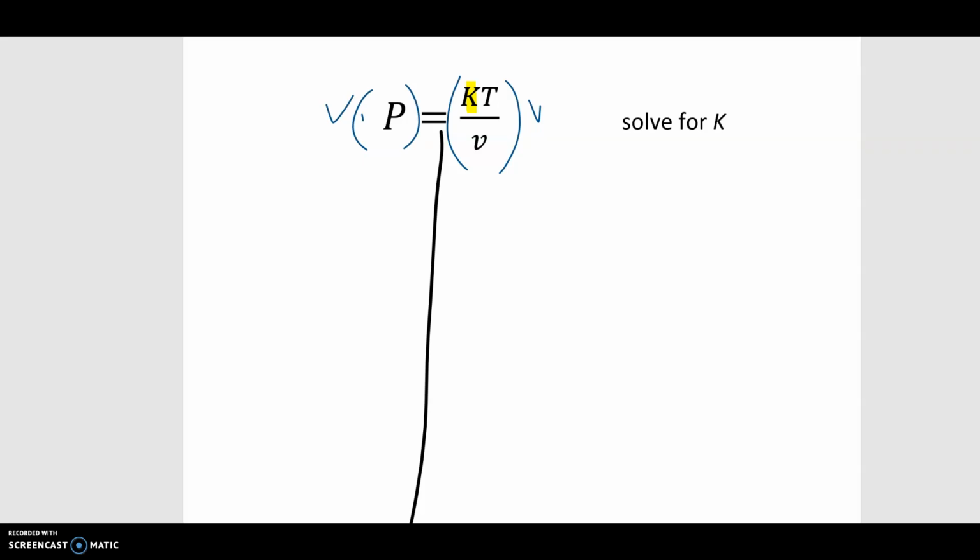So when I multiply both sides by v on the left side, I get p times v. And that is equal to, when I do this, my v's cancel out because v divided by v is 1. So those are gone. So I just have 1 times k times t. And of course, when you're multiplying by 1, you don't have to have the 1 there.